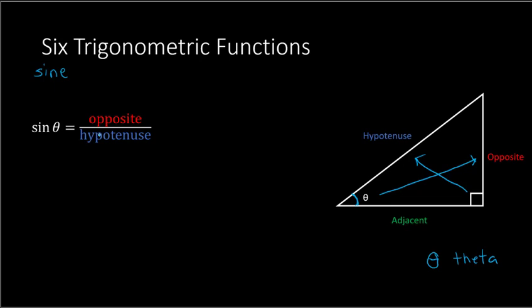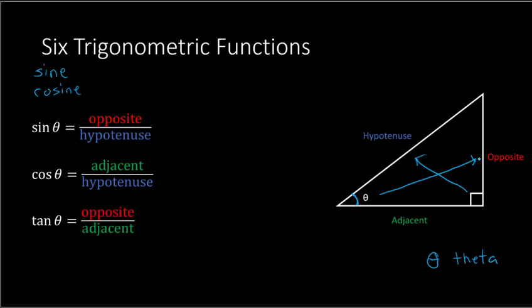The next one is called the cosine. Cosine is the ratio of the adjacent over the hypotenuse. And the full spelling of cosine is C-O-S-I-N-E, but the abbreviation is just C-O-S. All right, and then we also have the tangent. So the tangent of that angle is the opposite over adjacent. It is the ratio of the lengths of those two sides. And the full spelling of the word tangent is T-A-N-G-E-N-T, but the abbreviation is T-A-N.